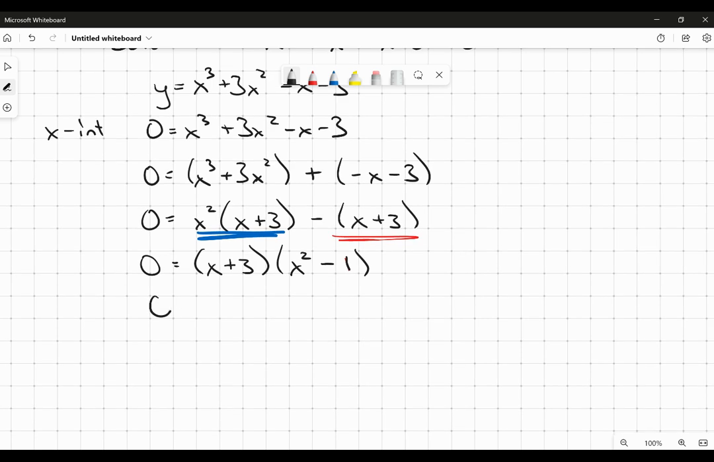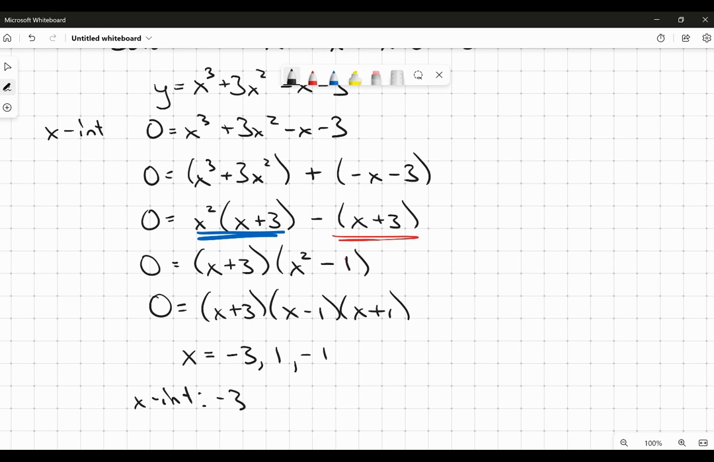This is great. I can take this one step further because the second binomial there is a difference of squares, so x minus 1, x plus 1, which tells me that my solutions here, my x-intercepts, are going to be where x is equal to negative 3, 1, and negative 1. So those are going to correspond to my x-intercepts, okay? My x-intercepts here: negative 3, 1, and negative 1.